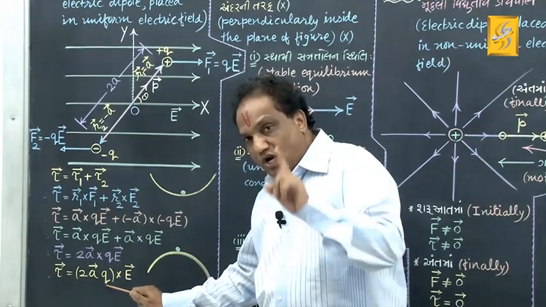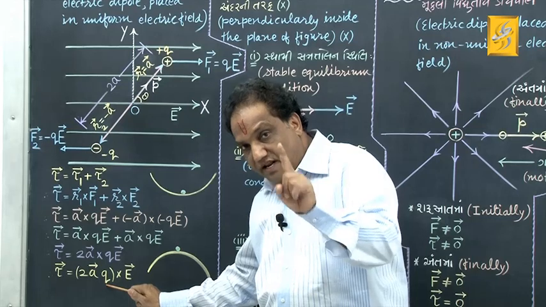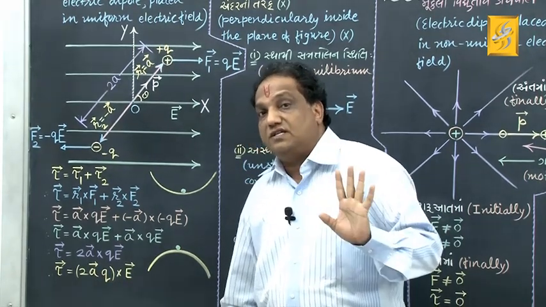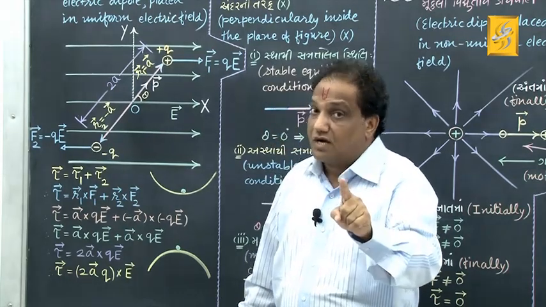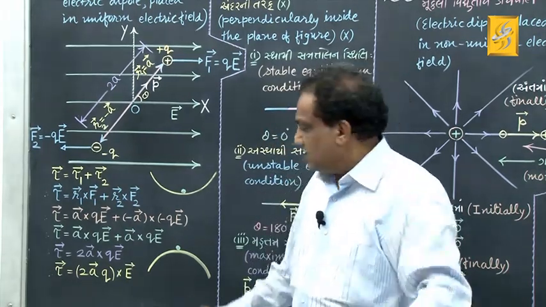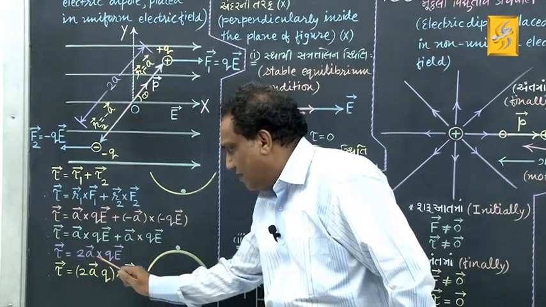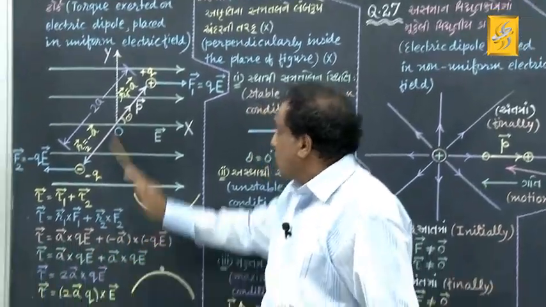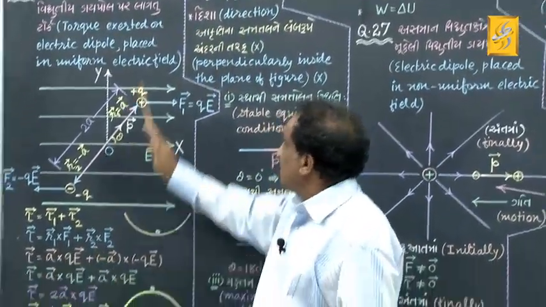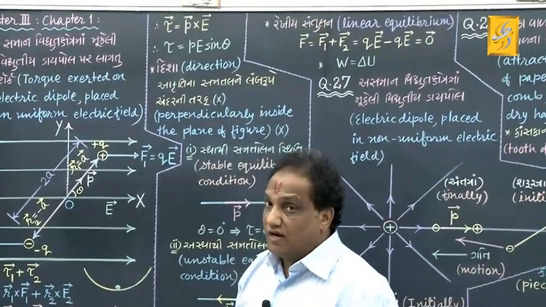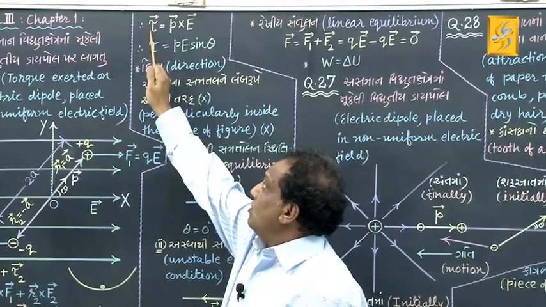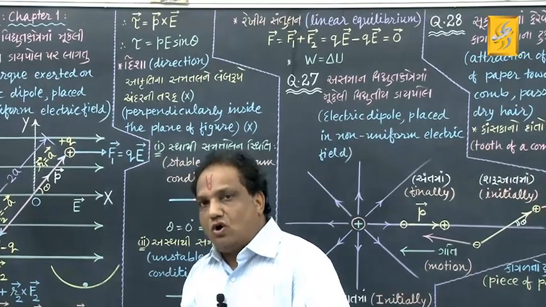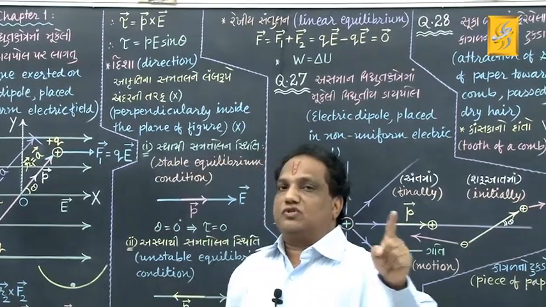You know, the product of the magnitude of either charge in an electric dipole and the distance between the two unlike charges in the dipole gives us the electric dipole moment. So this product will give me the electric dipole moment. Let it be vector p. So what is the final formula? Vector tau equals vector p cross vector E.